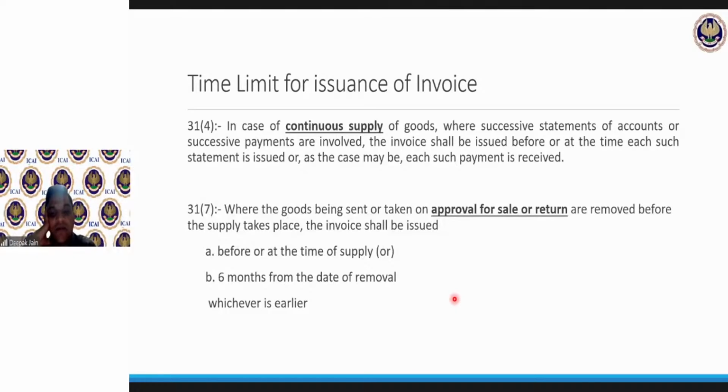How can we define the amount of supply? Through the contract, how the quantity is measured. If it is a supply of goods, quantity is measured. In the case of services, quantity cannot be measured. So the fixed rate, which is fixed between the supplier and receiver, will be the value.